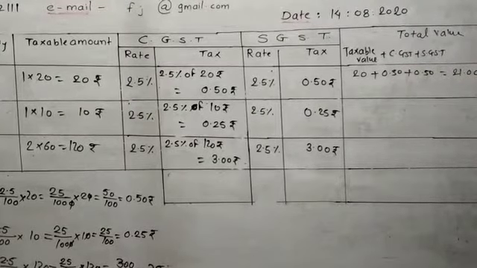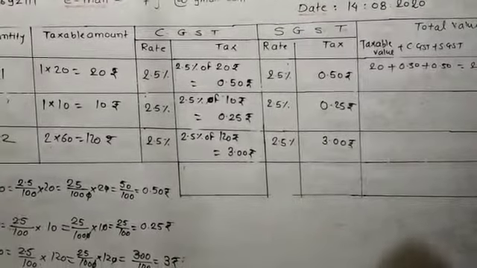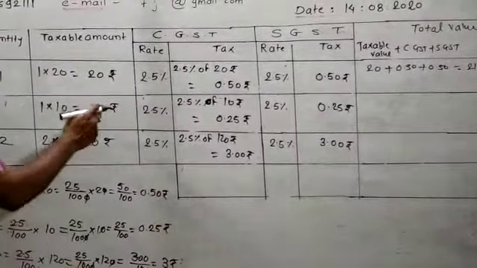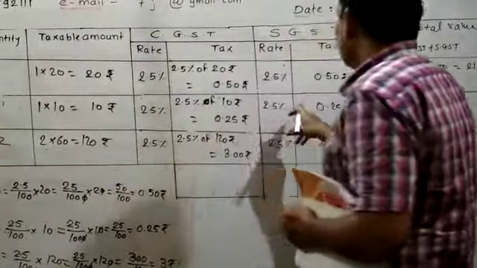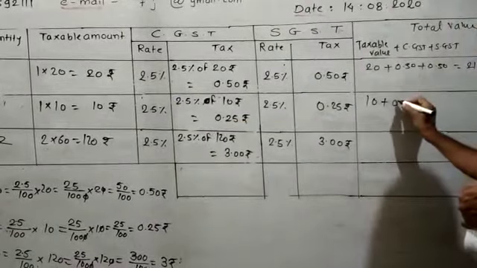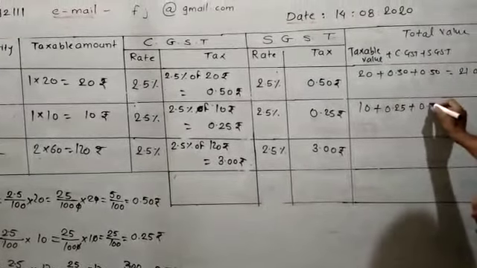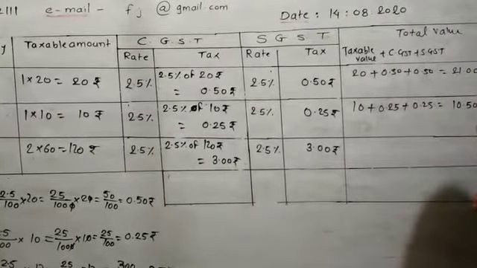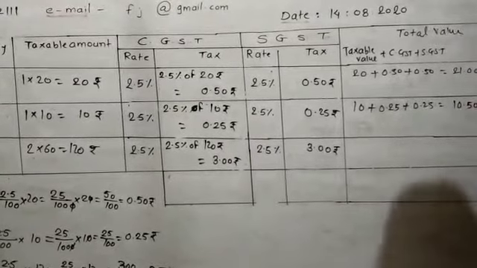Then friends, you have to find out the total value of masala tea. The taxable value of the masala tea is 10 rupees. Plus you have to add 0.25 rupees as the CGST and 0.25 as the HGST, which is equal to 10.50 rupees. 10 plus 0.25 plus 0.25 is equal to 10.50 rupees.